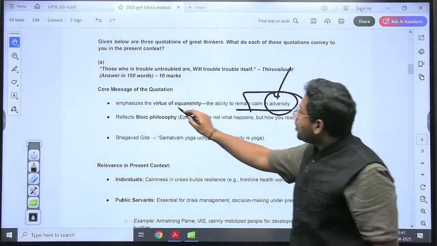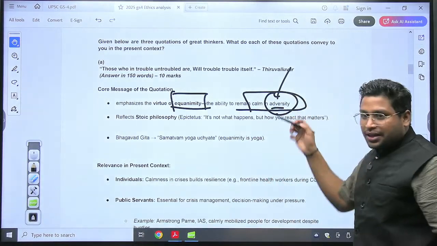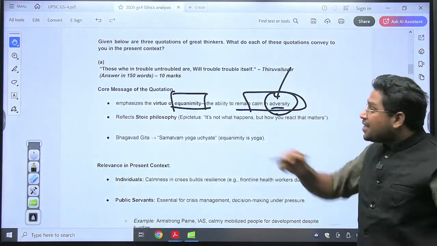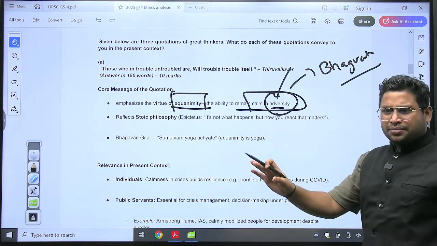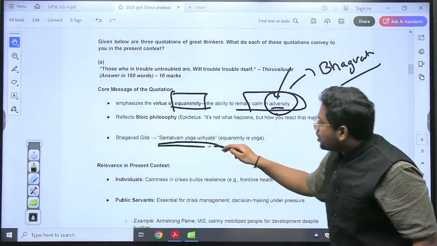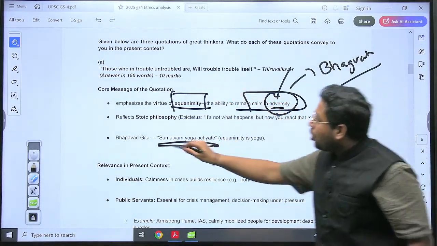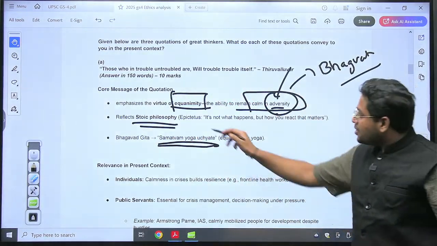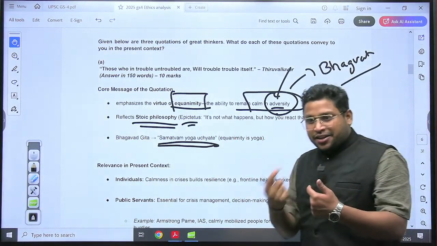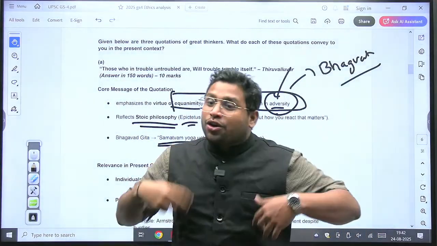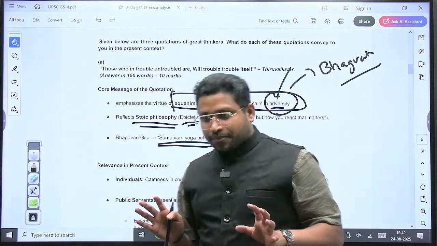So there's a word also, something called equanimity, the virtue of equanimity, that we use for the same thing, that you stay calm. Okay, the same thing is also being said in the Bhagavad Gita. For example, there's this samatvam yoga uchyate, the same line saying this particular thing. Or the Stoic philosophy, wherein this thinker called Epictetus also says the same thing, that your reaction matters. Problem is not a problem, your reaction is a problem. If you react in a calm manner, the problem will be sorted out, right?